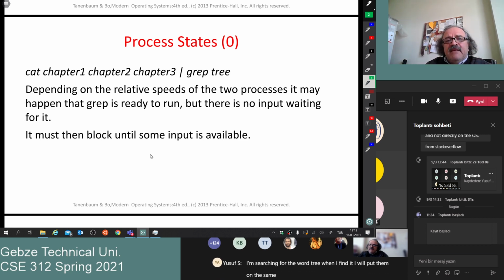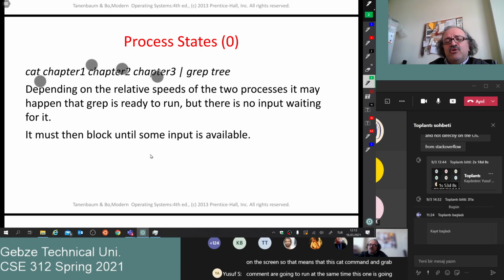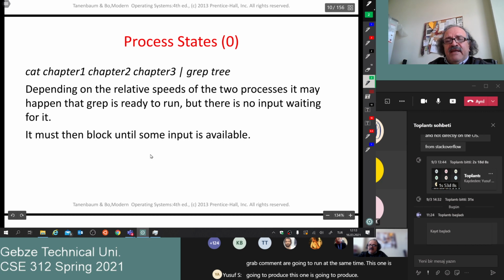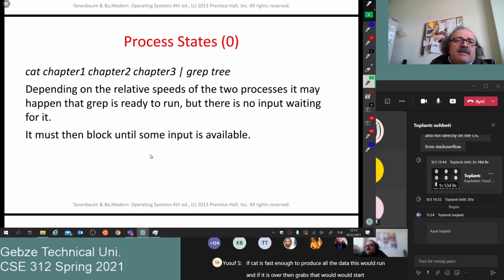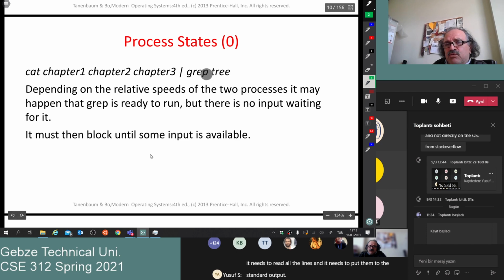So that means that this cat command and the grep command are going to run at the same time. This one is going to produce data. This one is going to consume that data. If cat is fast enough to produce all the data, this would run, and if it is over, then grep would start working. But cat is not that fast because it needs to read the disk, and it needs to read all the lines, and it needs to put them to the standard output. And grep is running too, so grep needs the data from cat. So grep is blocked at the beginning.